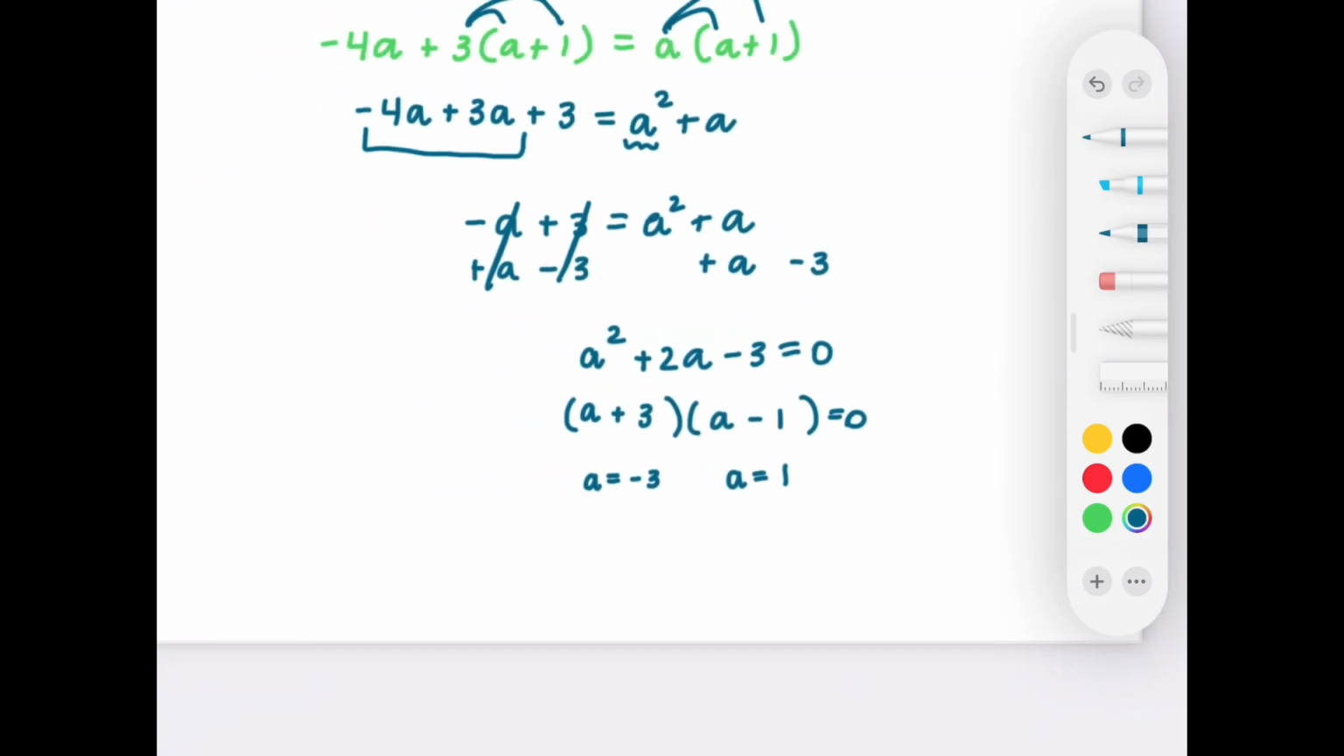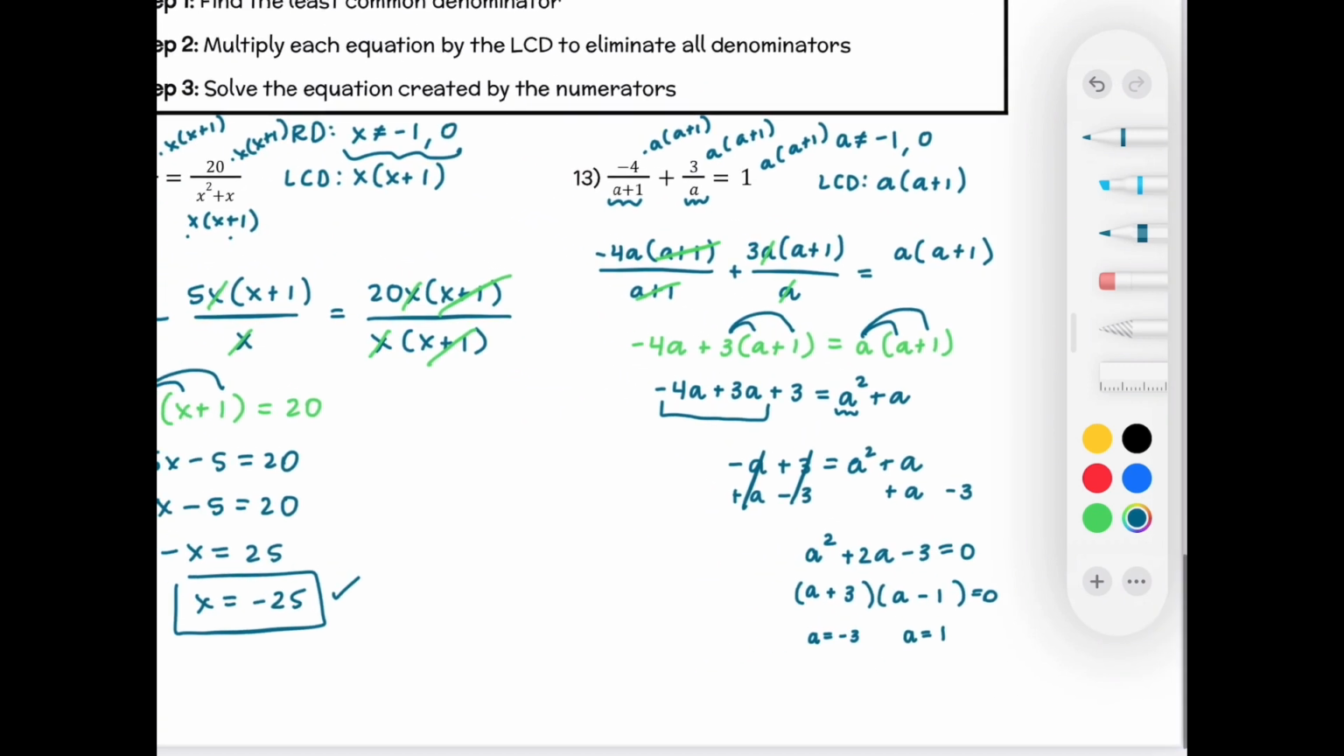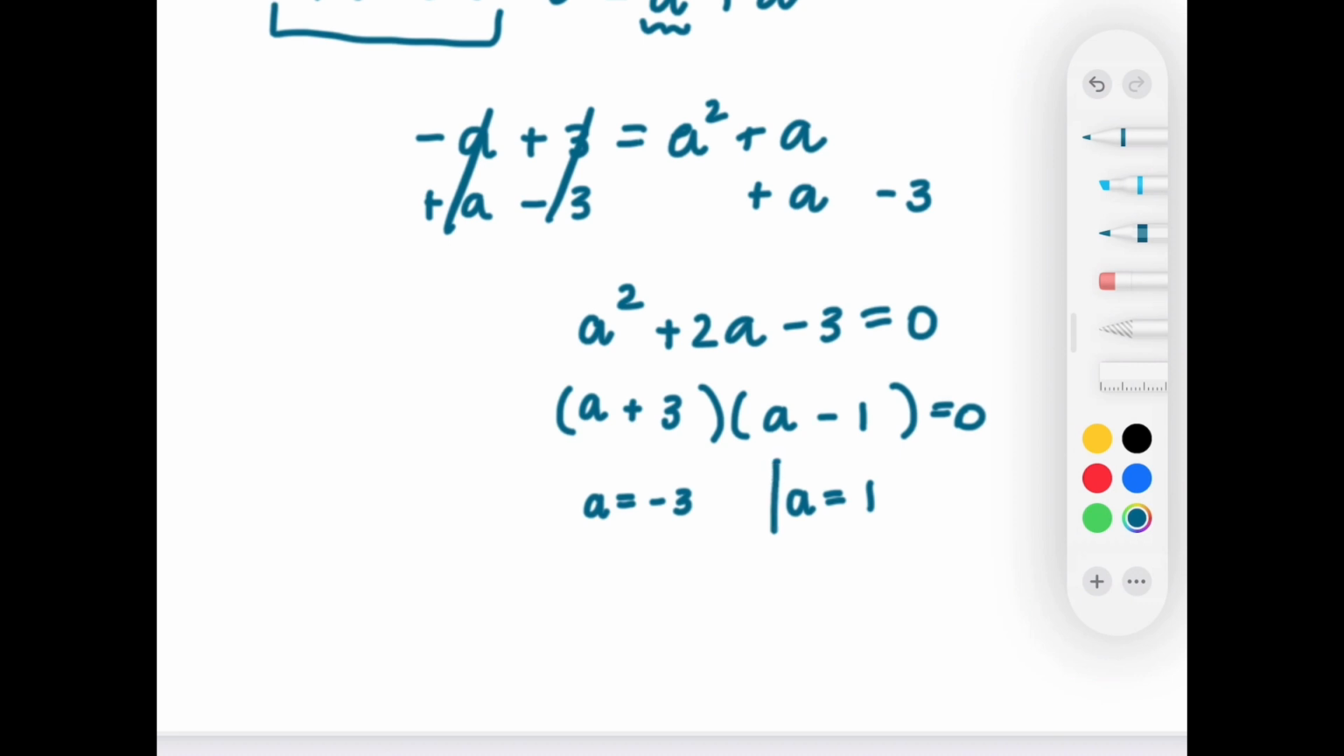So make sure both of those solutions work against our restricted domain. We just said a couldn't equal negative 1 or 0. It's okay for it to equal positive 1, and it's okay for it to equal negative 3.